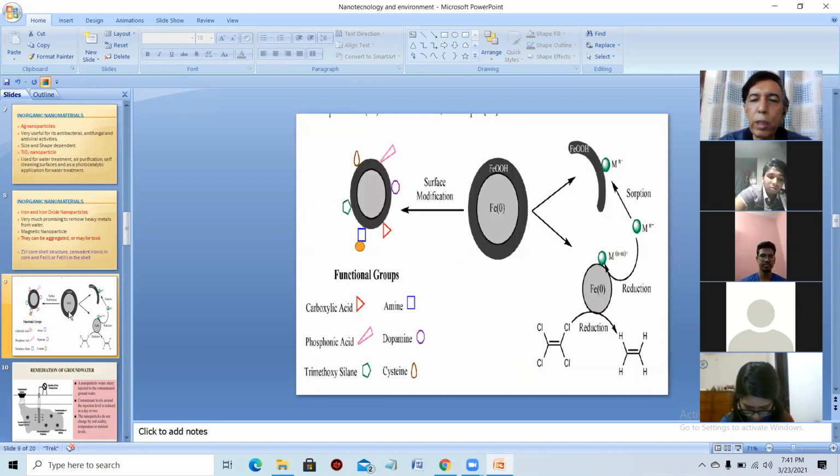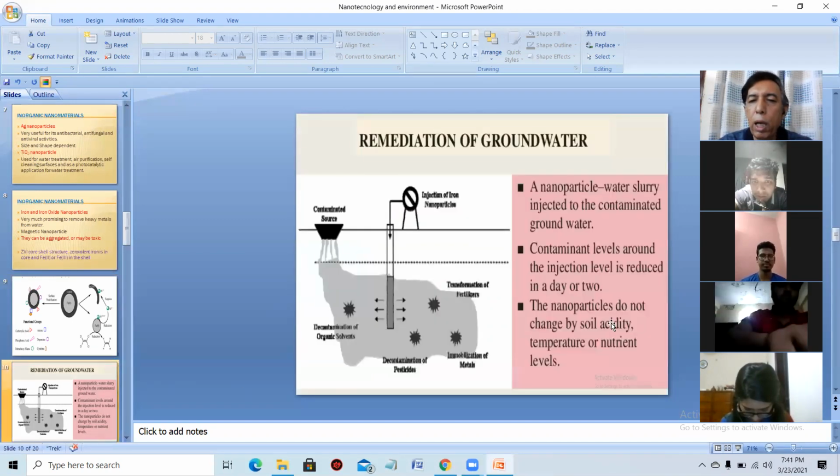How do they reduce it? You see here, iron 0 can reduce this chlorinated substance. You see, chlorine is going out and hydrogen is coming in. This is reduction. By this process, it is reduced.